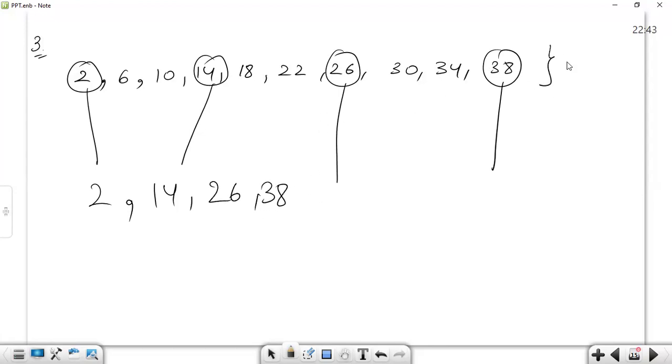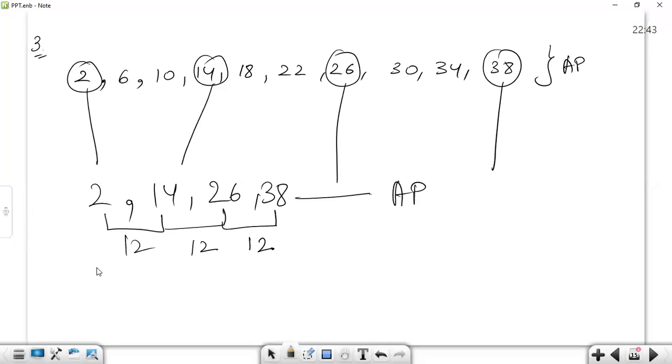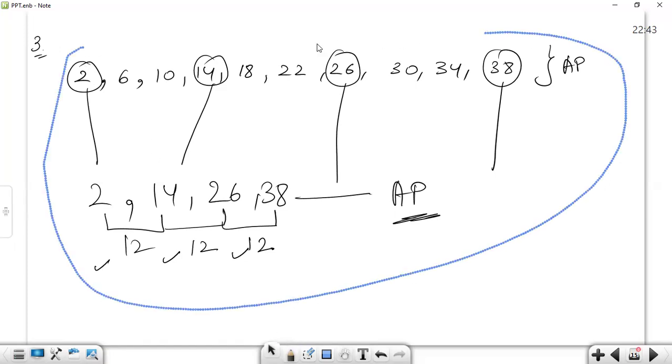Now my point is, if this was an AP, and terms are picked at a regular interval, then the new sequence formed will also be an AP. Let's check. The difference between these two is 12. The difference between these two is also 12. The difference between these two is also 12. If the common difference between any two consecutive terms is the same, then it is an AP. Clear? This is the property. Any doubts? No doubt, sir.